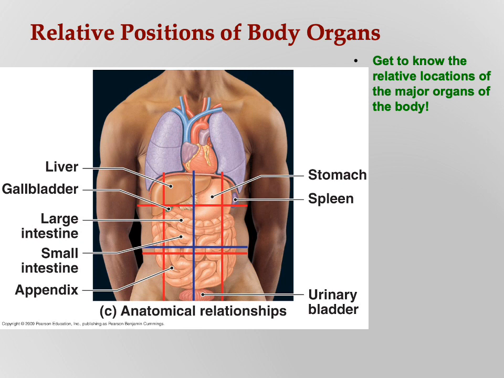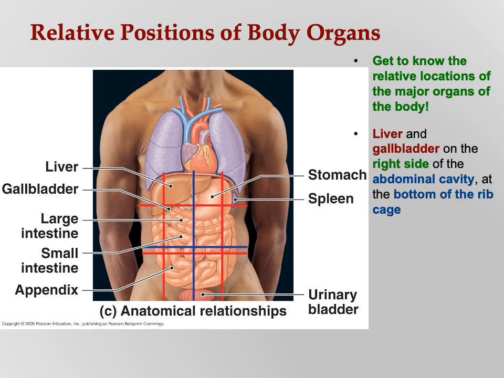I'm so frustrated when people don't know that. I will make fun of you and ridicule you, and you don't want that to happen, even though you don't care about me. Liver and gallbladder are on the right side of the abdominal cavity, at the bottom of the rib cage. Liver on the right.